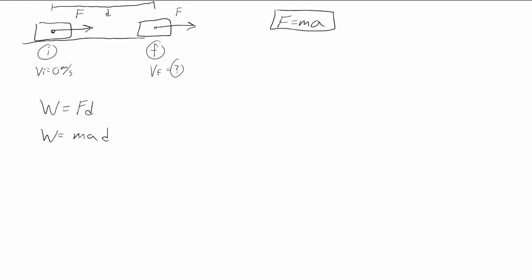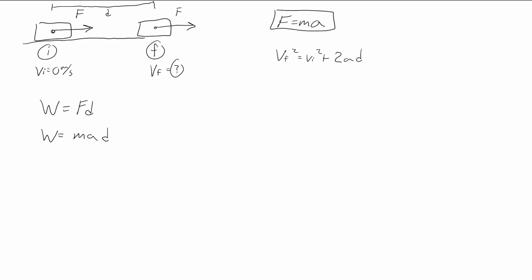Now, ma, that should look familiar. Let's look at the ad portion. Where the heck have we seen that before? Here's the second secondary equation. If you look back in the kinematics section, we have vf squared is equal to vi squared plus 2ad. There's the ad. Let's solve for ad over here and plug that into this equation now.